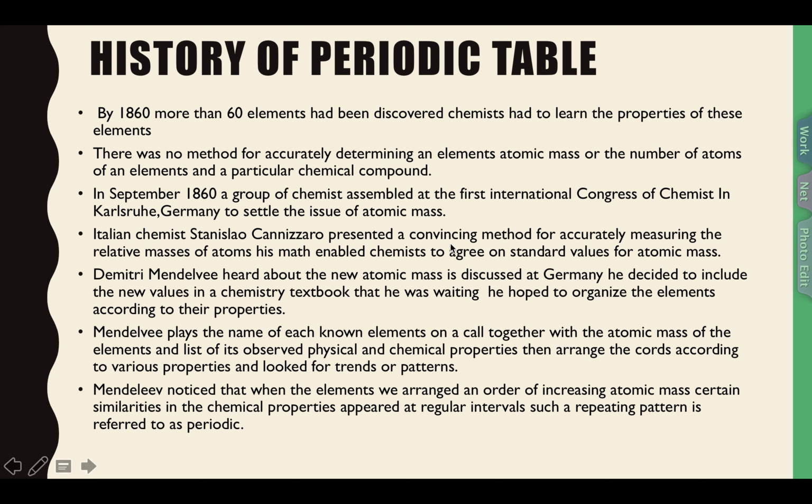So Mendeleev placed the name of each known element on a card together with the atomic mass of the element and listed its physical and chemical properties, then arranged the cards according to various properties and looked for trends or patterns, similarities actually. Mendeleev noticed that when the elements were arranged in order of increasing atomic mass, certain similarities in the chemical properties appeared at regular intervals. Such a repeating pattern is referred to as periodic.